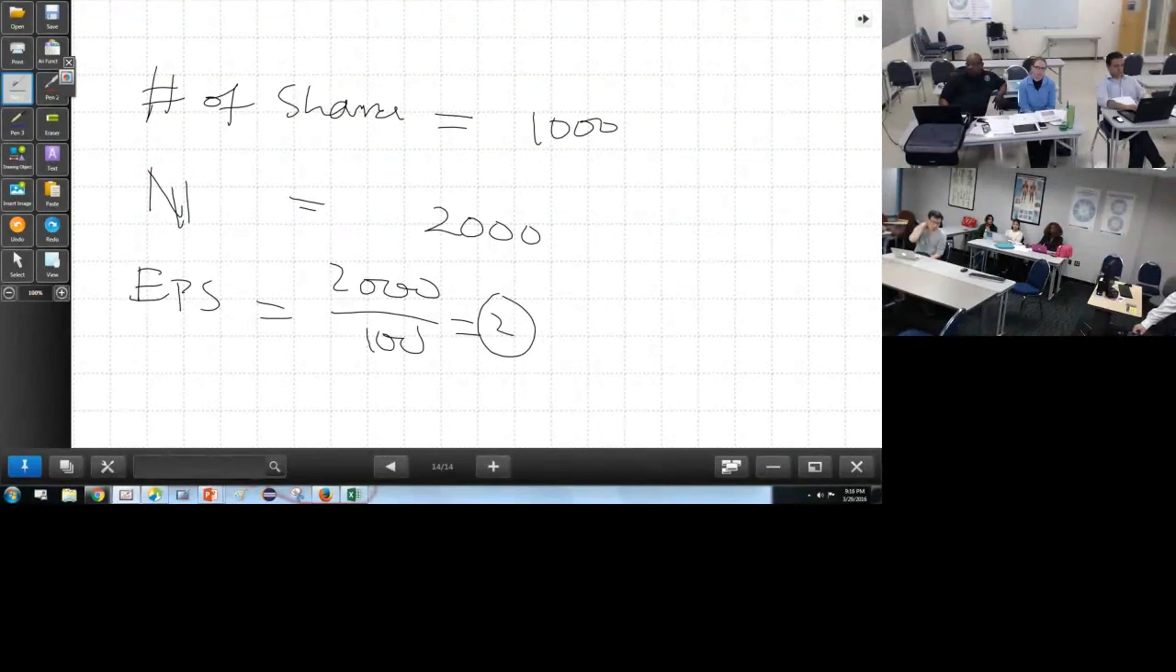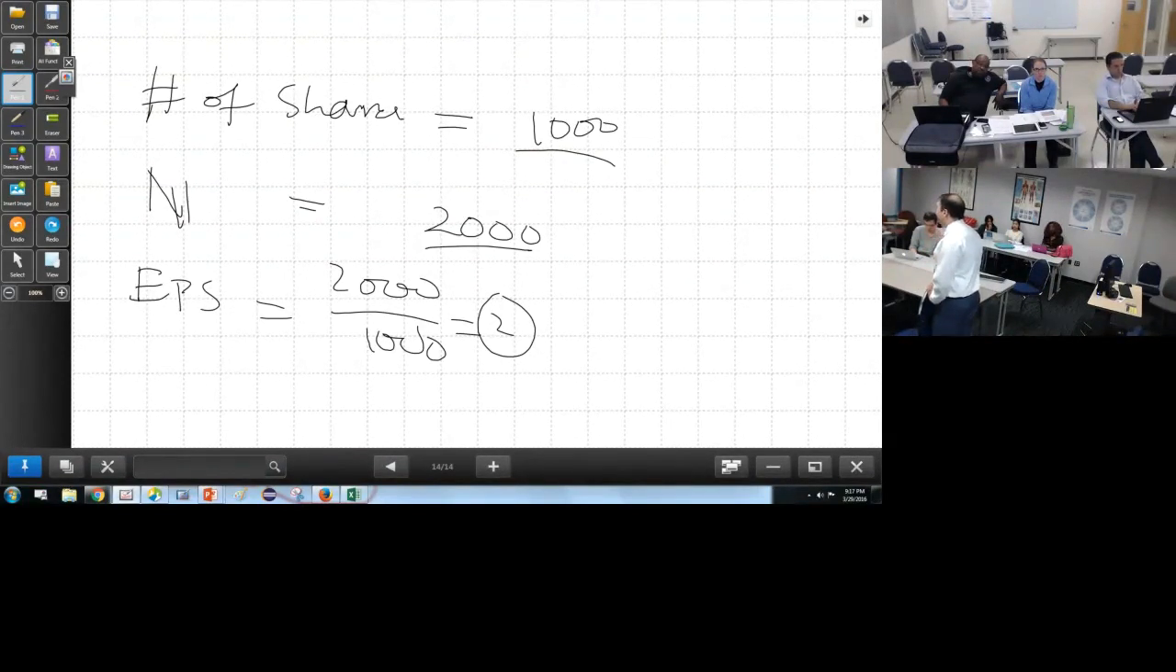So the company earns $2 for each share, because there are 1,000 shares and the net income is 2,000. So you divide that net income by the number of shares, and you get this. The net income may be divided into dividends and the retained earnings. So this is $2 per share, so we're not dividing anything. This $2 per share does not mean that we're paying this out to the shareholders as dividend, but we earned it, and it's the shareholders' money.